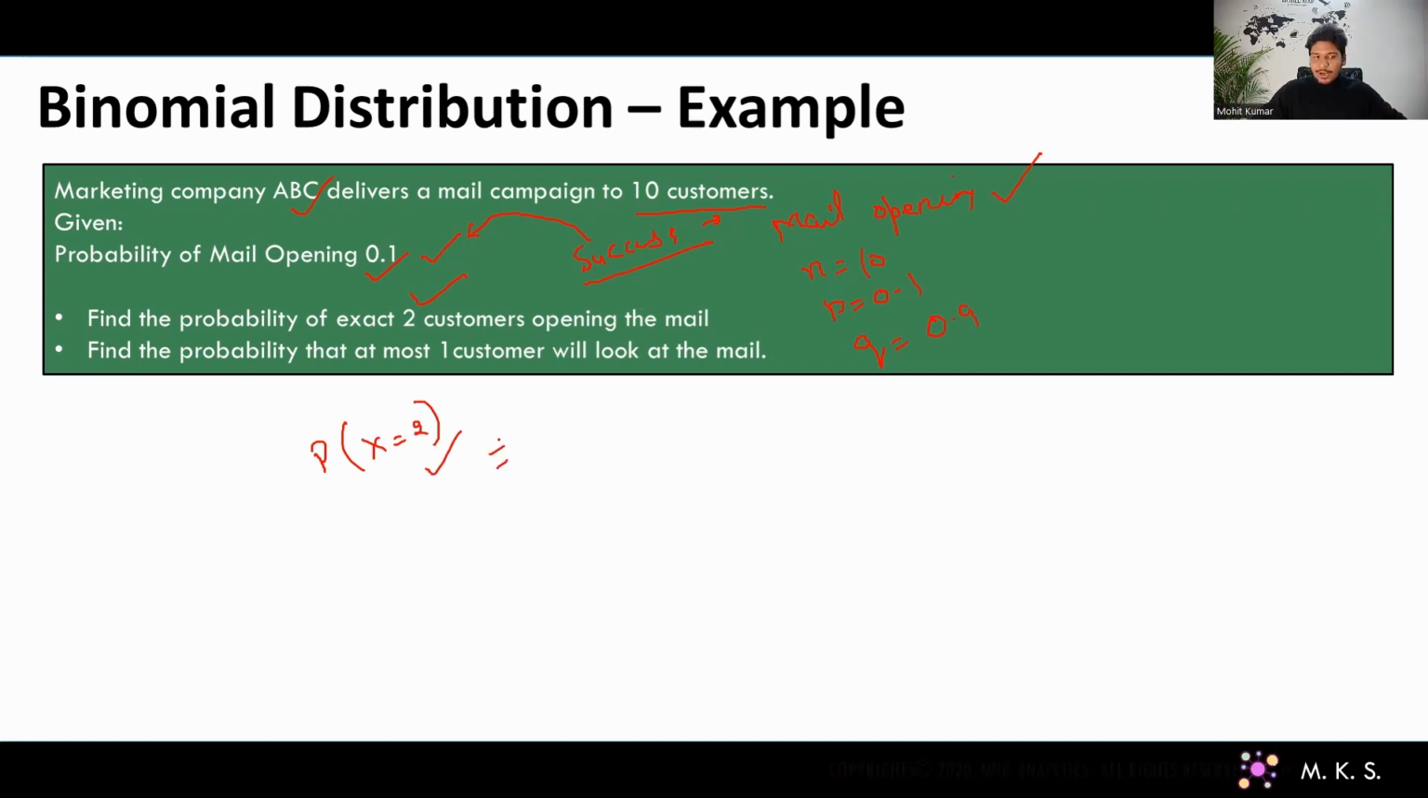Now if you are using a calculator, you can use 10C2 into probability of success. How many times did we get the success? 2. Probability of failure. And how many times did we get the failure? 8, right? So this is the formula you have to use, and just use a calculator to calculate this, guys. Even I can simplify this: 10 factorial divided by (10 minus 2), that is 8 factorial into 2 factorial, right? And this is the formula for this.